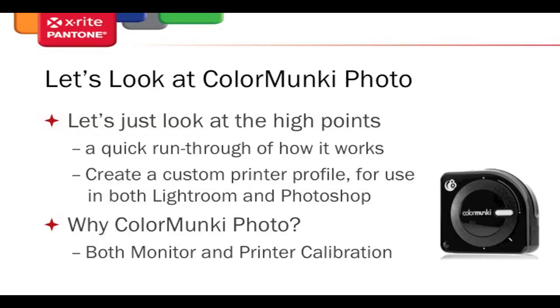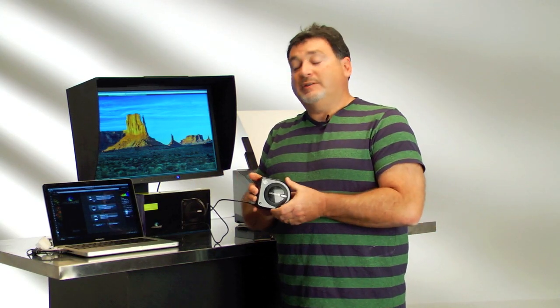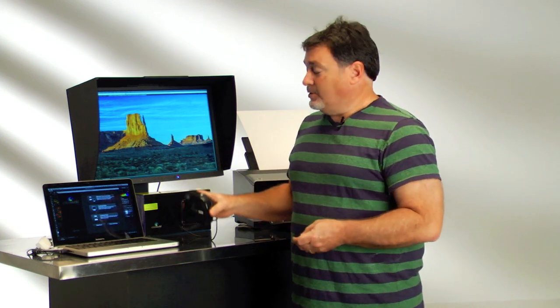So what we're going to do is take a look at the high points. I'm just going to do a quick run-through of how things work. We're going to do a monitor calibration. Then we're going to create a custom printer profile that we can use in Photoshop and Lightroom. Then we'll actually go into software and put it to use. And as I mentioned, the reason I really like the ColorMunki Photo is because not only does it do monitor profiling, but it will also allow us to create those custom profiles for our papers.